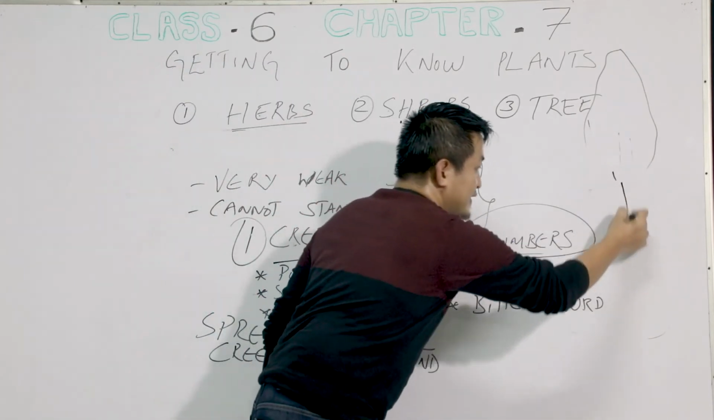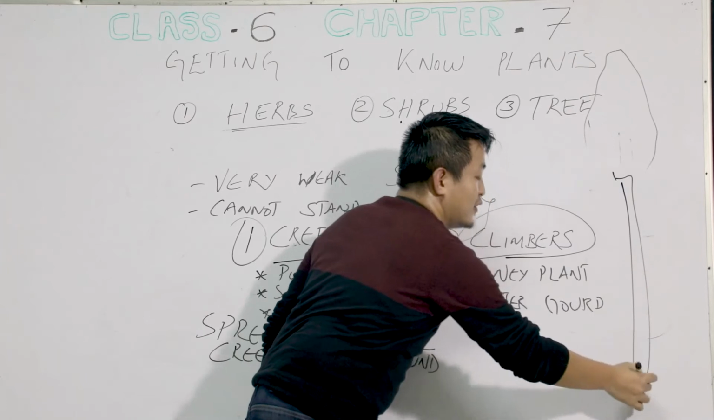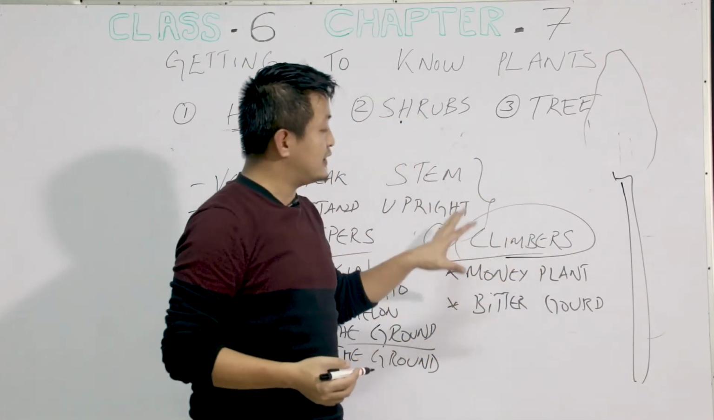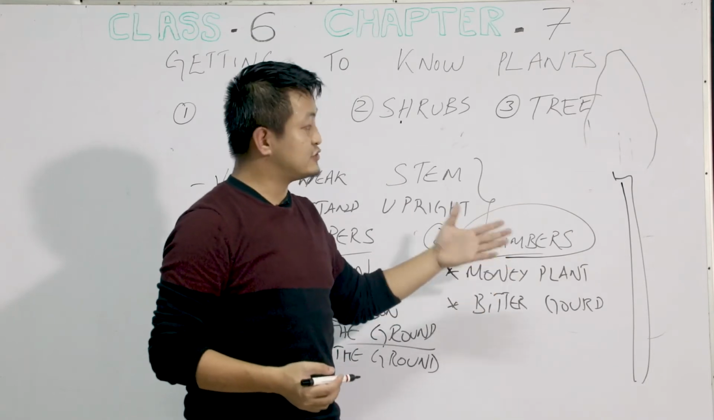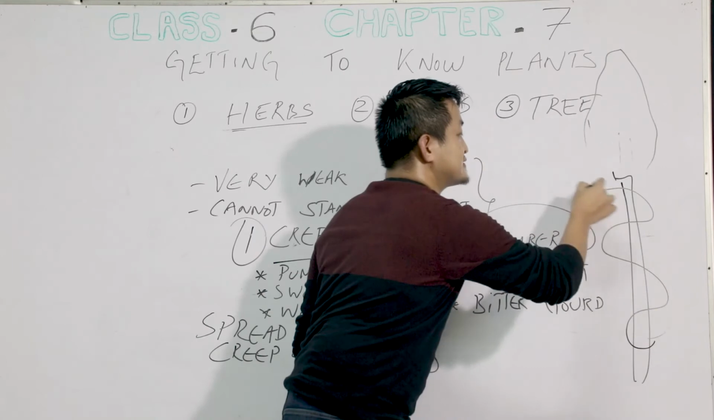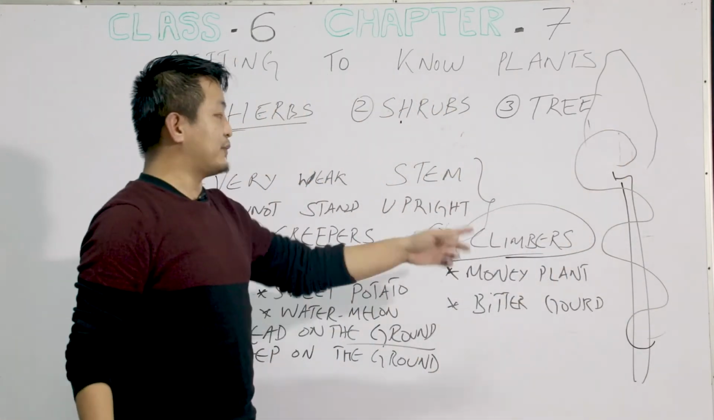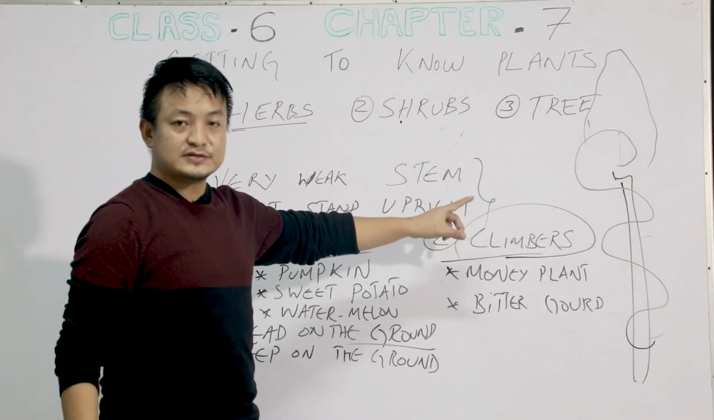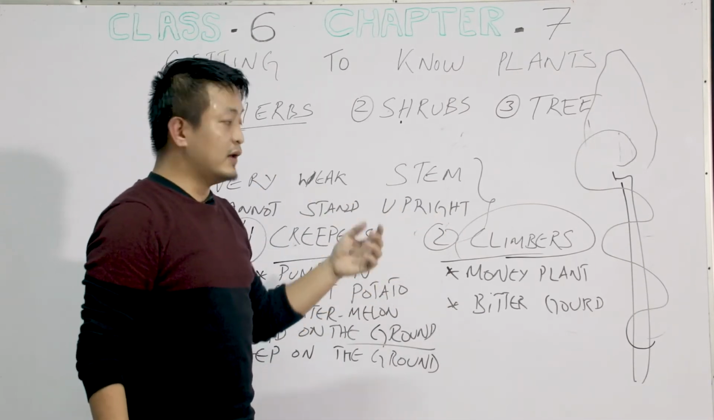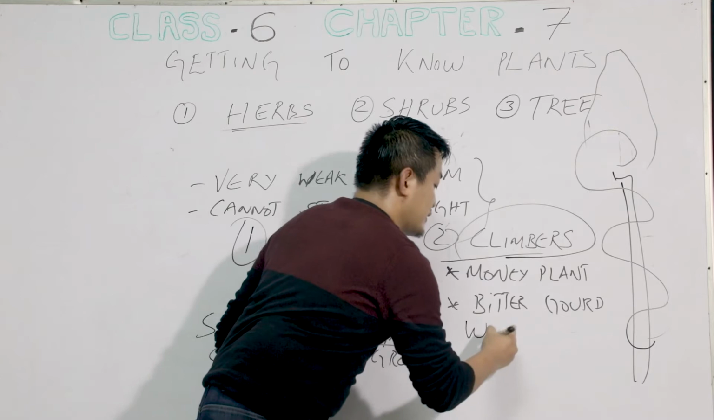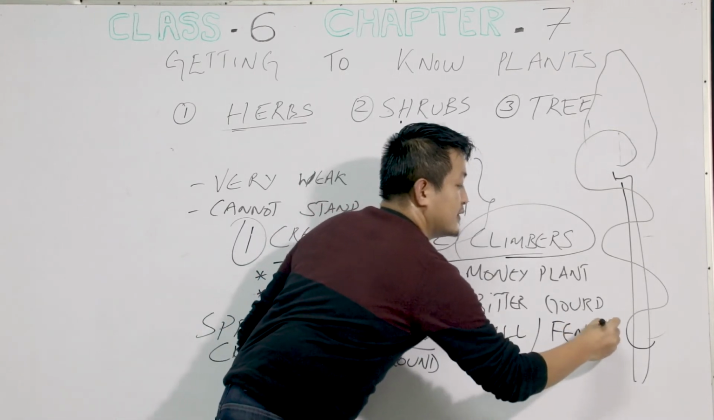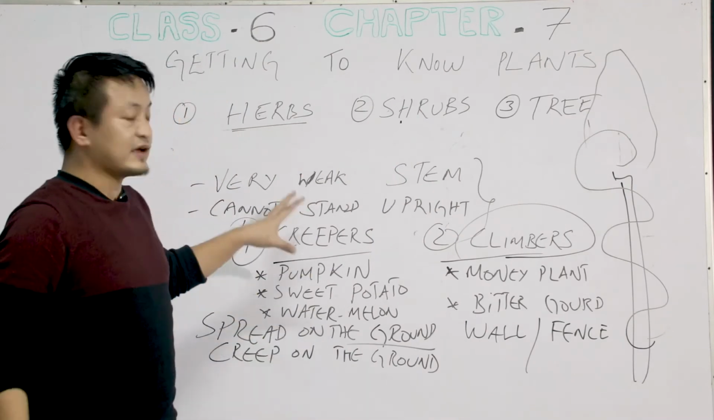Like if this is a tree, or let's say a wall, they can even grow on a wall, fence, or tree. Money plant, if this is a tree, grows like this. So those types of plant are known as climbers. Clear? So not only tree, but they can even grow on the wall and on the fence. So you can just take note of this.